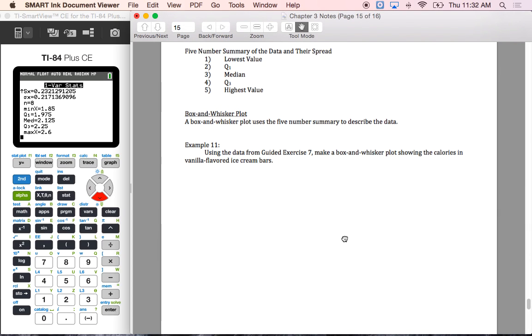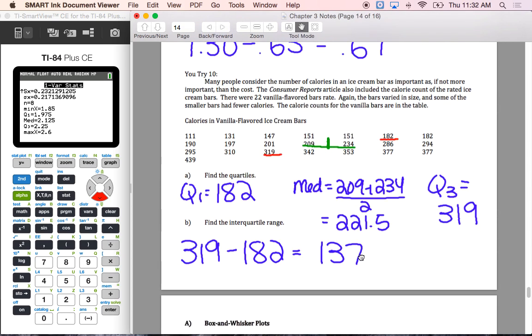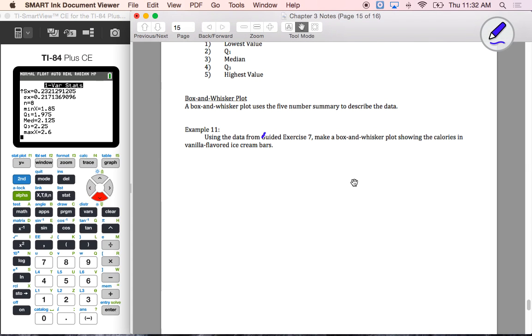Now for example 11, we're going to use your answers from your You Try 10. So not from this. There you go. So the smallest number from that list was 111. So your min is 111. Next, you move to your Q1. We found Q1, and Q1 was 182.